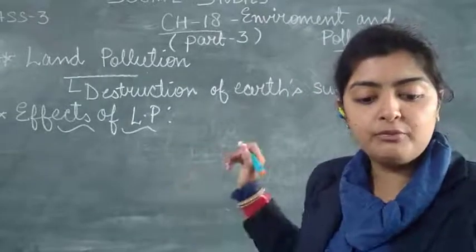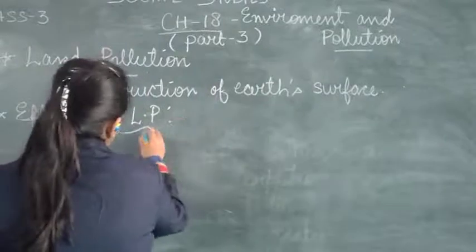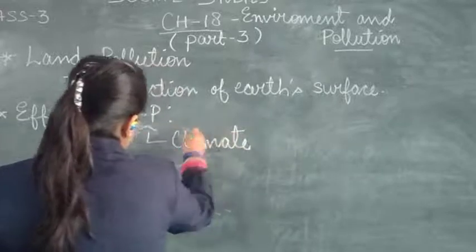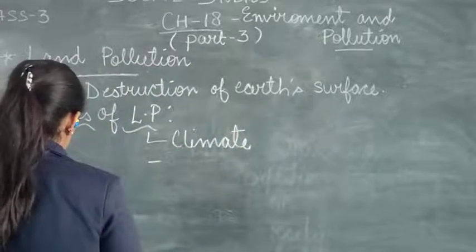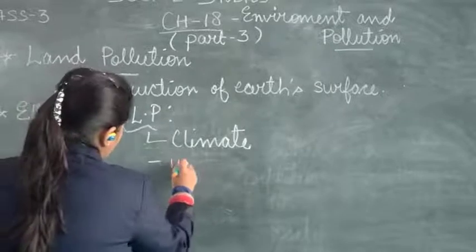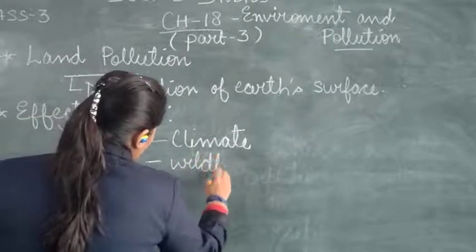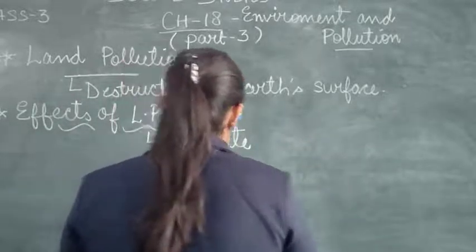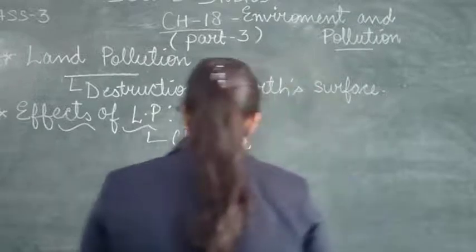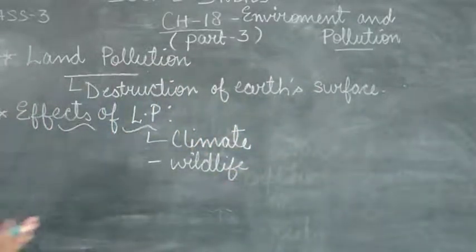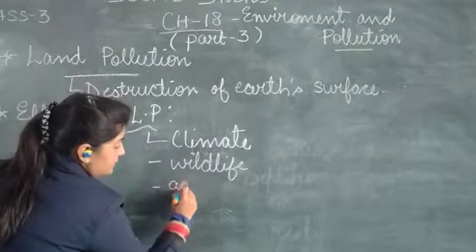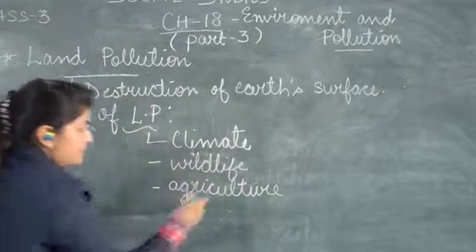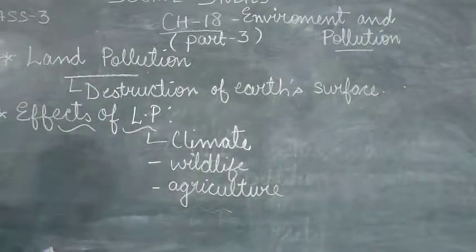What are the effects? The climate is affected directly or indirectly. Then wildlife of our environment gets affected, then the upper layer of the soil, and then agriculture gets affected. Agriculture will also be affected by this, right? So we need to take care of all these things.